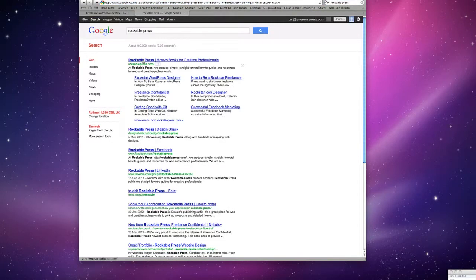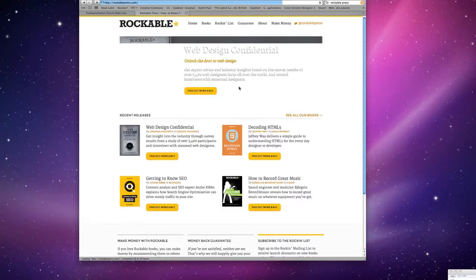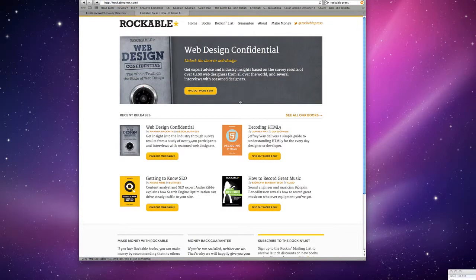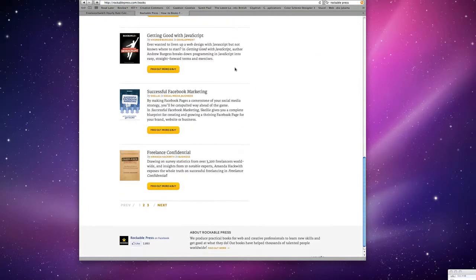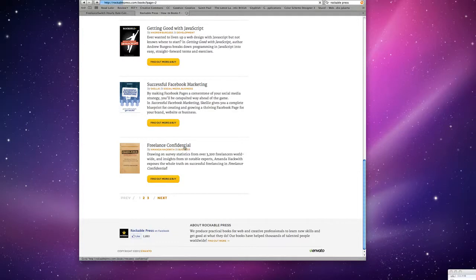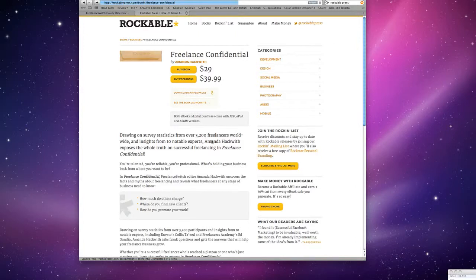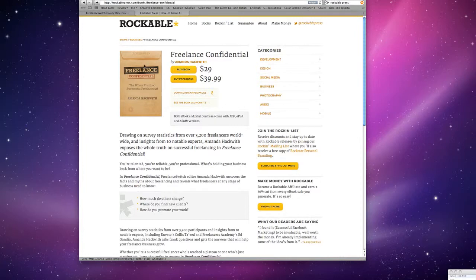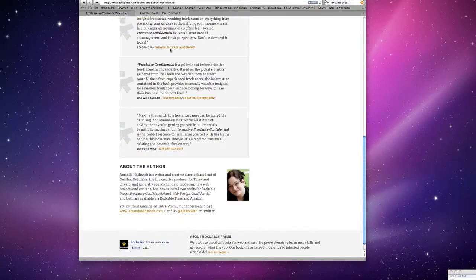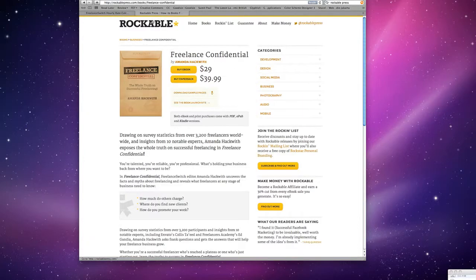rockablepress.com, on there you will find the book which was written by Amanda Hackwith, which is all about the pricing of freelance designers, and you'll get information about what they're charging, what they are offering to clients. It's a brilliant book. There we are, look, Freelance Confidential, and it's also got lots of other information in there, including where do you find your clients, how do you promote your work. So it's a great book to have a look at, Freelance Confidential, and it's well worth looking at just so you can get an idea of what people are charging in your industry.